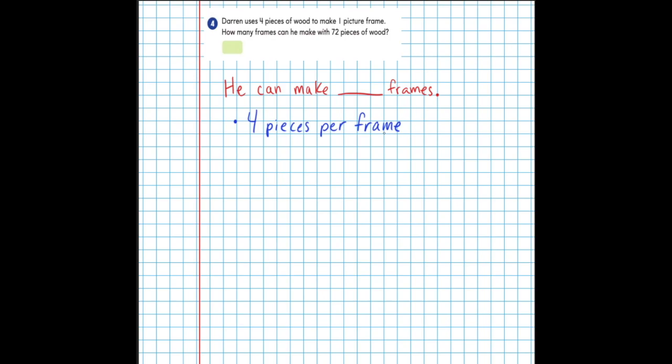It says, how many frames can he make with 72 pieces of wood? Well, that is the question, but there's a clue in there. It's telling us something about how many pieces of wood he has to work with. And in this case, he has 72 pieces of wood. And then it's to the question which we've already answered. He can make blank frames. So we're going to find out. But now we're going to use these clues to make a model. And this model is going to help us solve this problem for Darren.